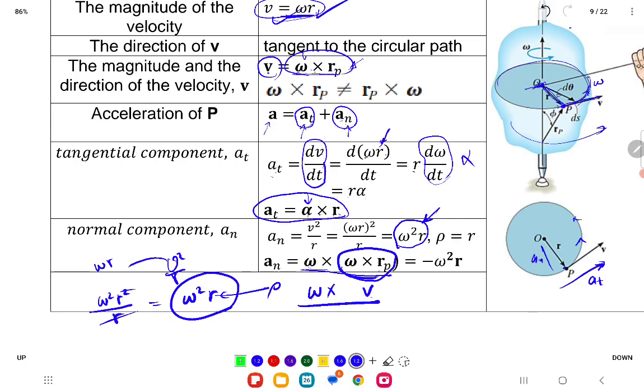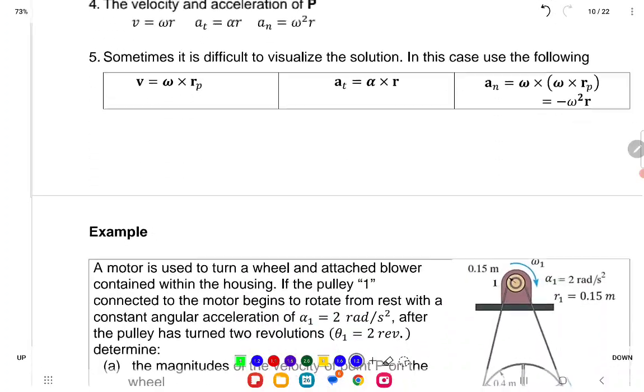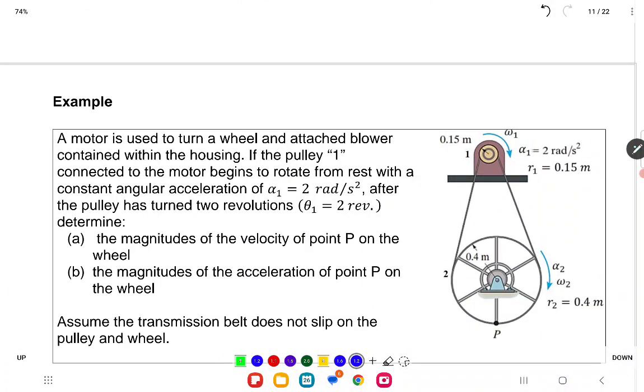So that's, I think, all the formulas that we need to know. Let's go ahead and see how we apply them in a practical example. Let's take this one step by step.